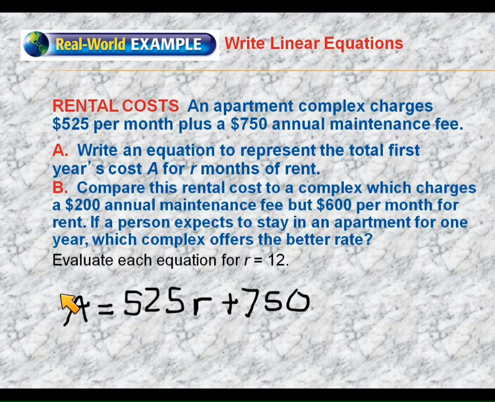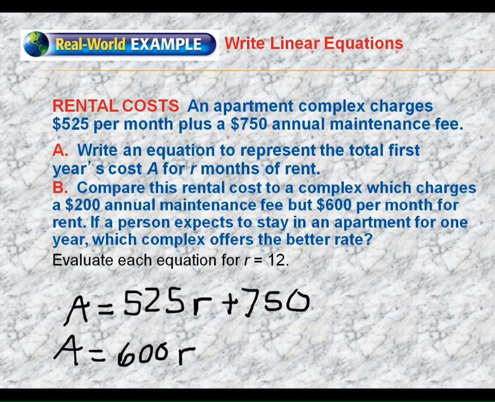This is the equation. A is the total cost. If it was 1 month, I'd take 525 times 1, plus I still get charged $750. If it was 2 months, I'd take 525 times 2, plus the $750. Okay? So this is set up like a slope-intercept form equation. I could graph this. That's my y-intercept. My slope's 525.